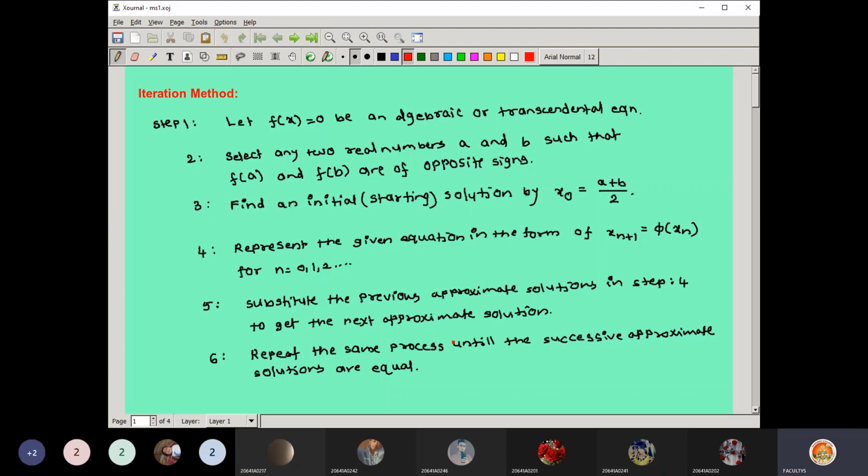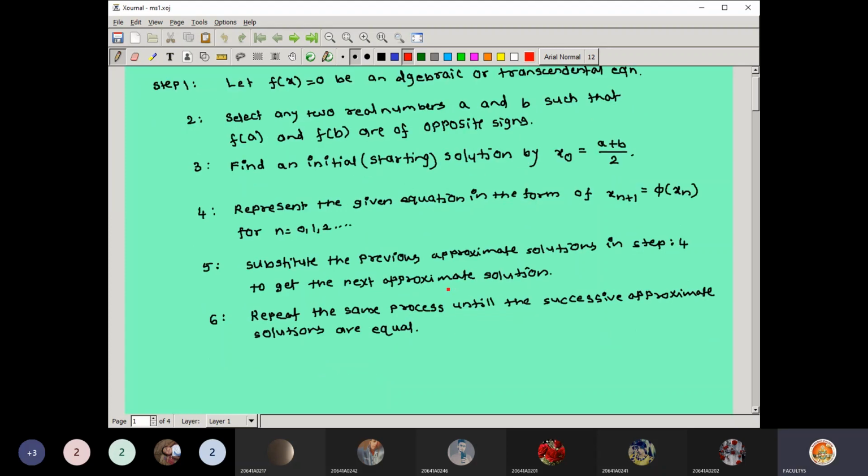Step number 6. Repeat the same process until the successive approximate solutions are equal. Earlier, we substituted in the function and stopped the procedure only when it came to 0. Here, instead of that, when the successive, that is neighboring, approximate solutions become equal, only then you stop the process. You are not changing the a value and b value.